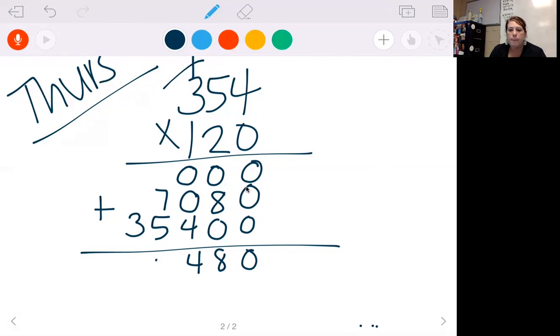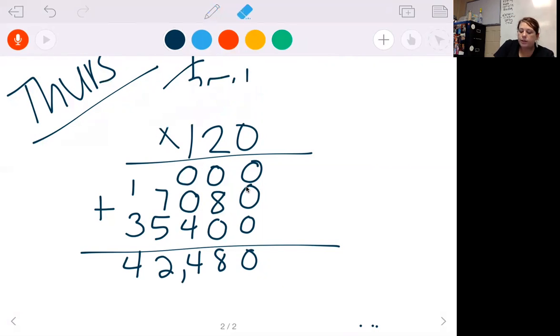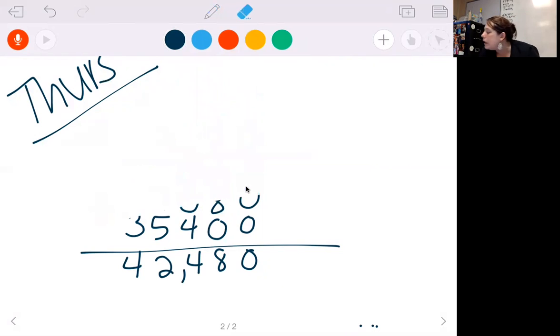Okay. There it is. Okay. So let's do another one. And what we're going to be doing is just keep practicing these. There's plenty in your book to do. Let's do 252 times 204.